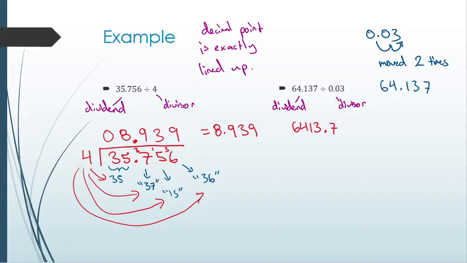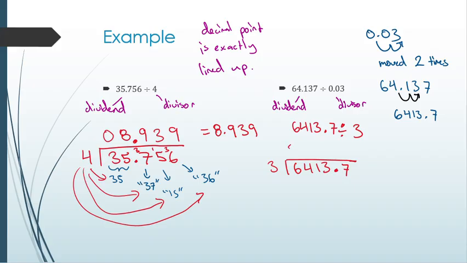Let me change this to black. So there we go. So this now reads as 6413.7. Okay. So to rewrite it, it would become 6413.7 divided by 3. And let's just set it up exactly like we did before. Just follow the same steps.